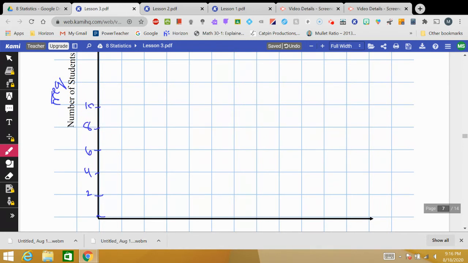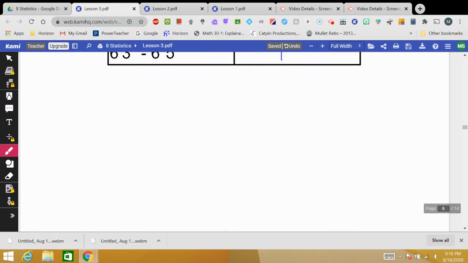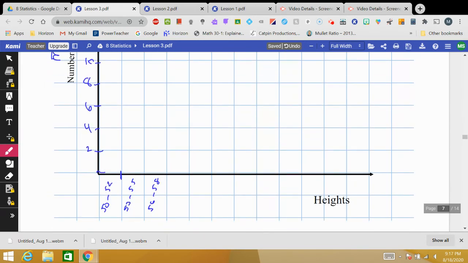Okay, and then my heights are going to go along here. So my first was from 5'0" to 5'2". My next was from 5'3" to 5'5". My next was from 5'6" to 5'8". I think that's how I had it. Yep, and then 5'9" to 5'11". And then I had it from 6 foot to 6'2". And then I had it from 6'3" to 6'5".